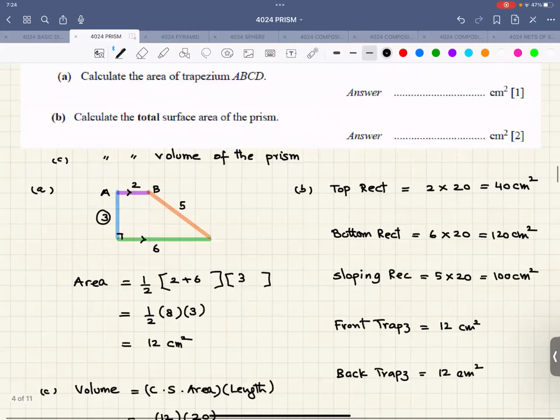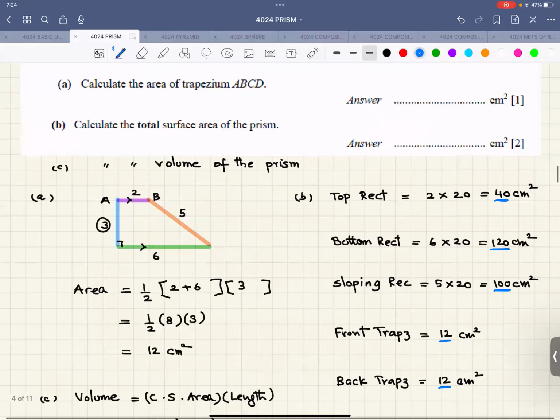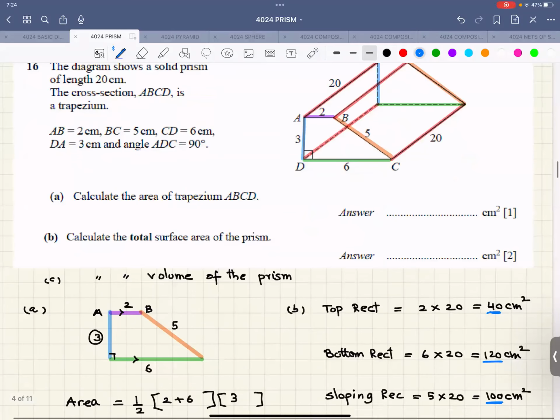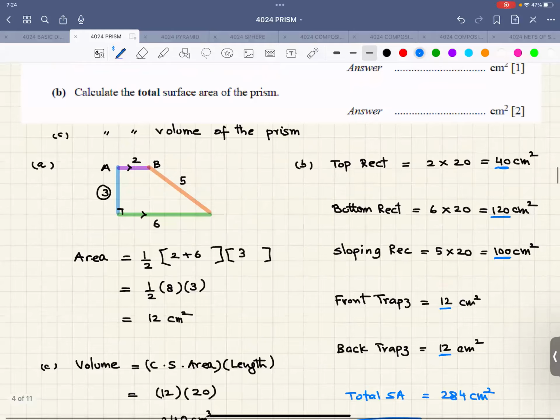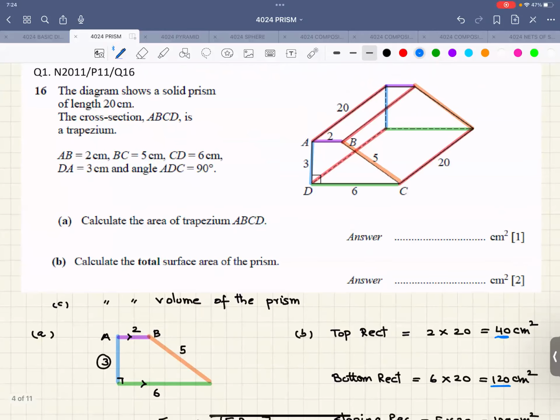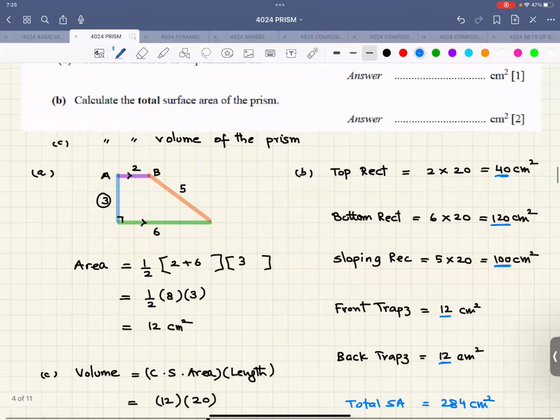So let me add it. This is 40, this is 120, that's 160 plus 100, 260, 260 plus 24. So the total surface area is 284 centimeters square. That's the answer for this part. So that's how this basic question of prism is done. And if I'm not mistaken, this is everything that we need to do. Everything is in centimeters. So this is 100 and 120 and 40 and this thing.